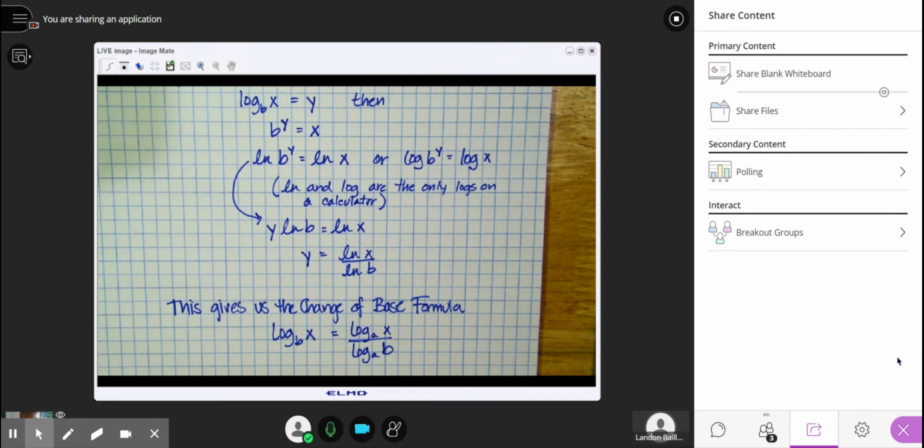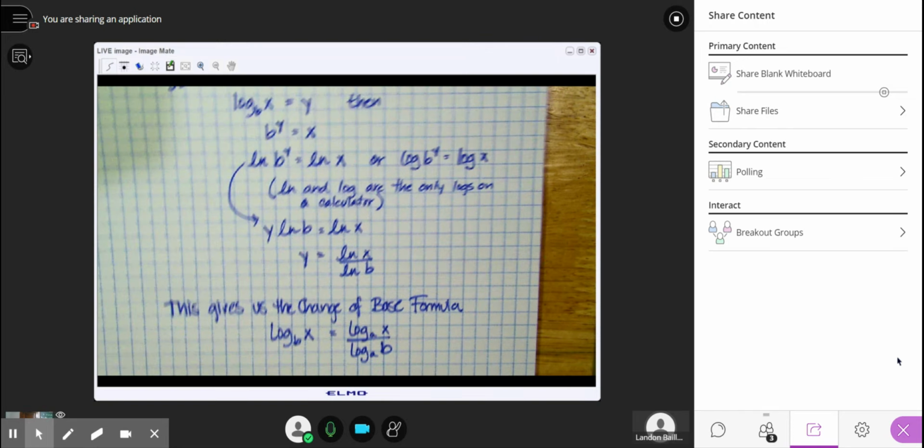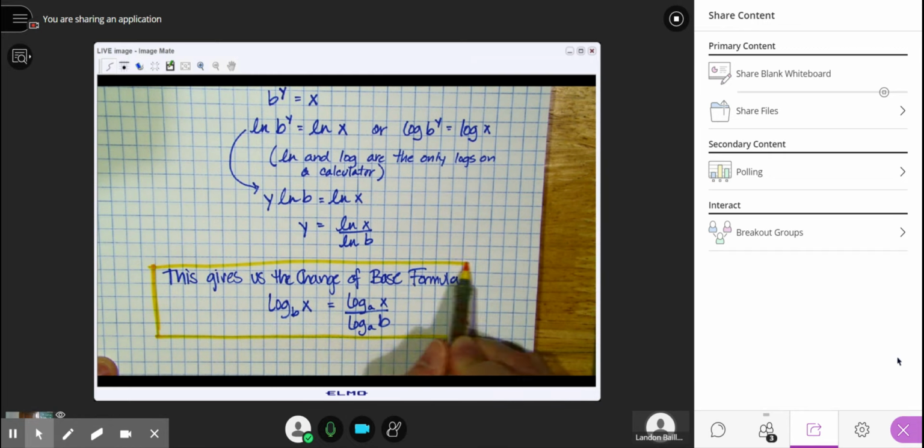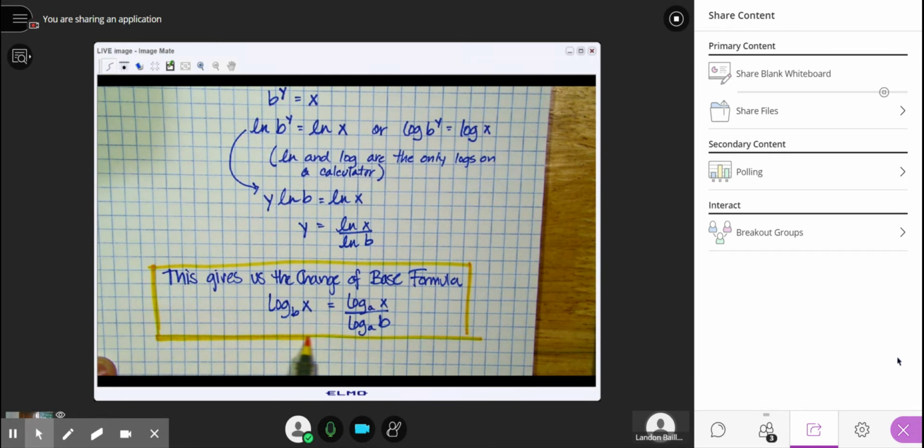All right, so this gives us the change of base formula, which says if you have a log base b of x, this is the same as that log with a base a of x over the log with a base a of b.